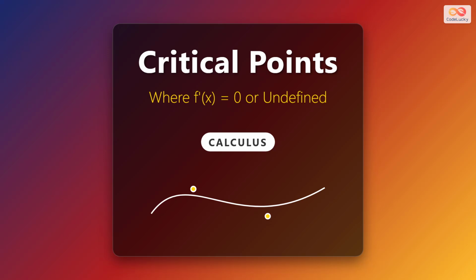Welcome to this lesson on calculus. Today we are going to talk about critical points. These are specific locations on a graph where the derivative behaves in a special way, either becoming zero or undefined. Understanding these points is crucial for finding maximums and minimums of functions.